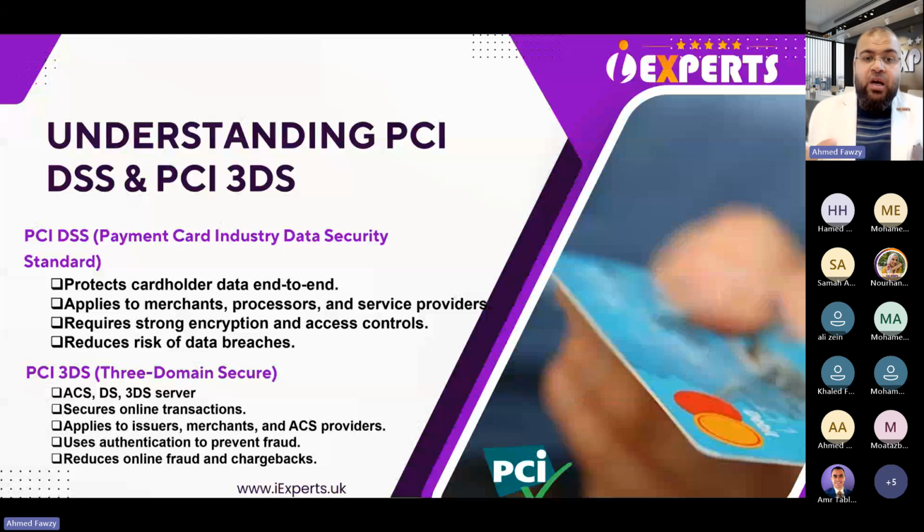So in the PCI 3DS, we have here to understand that we have 3 players in this game. The acquirer and the issuer, and we have here a third party that's securing the relationship between them. So these 3 domains must be secure.